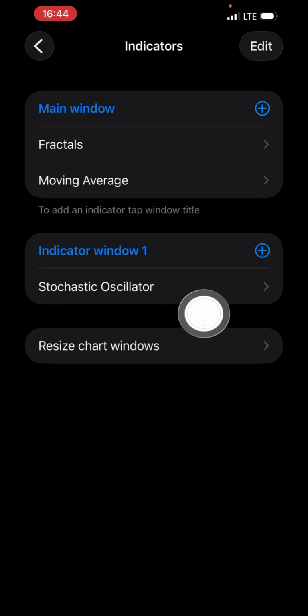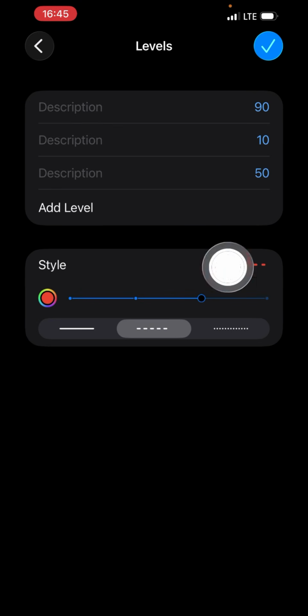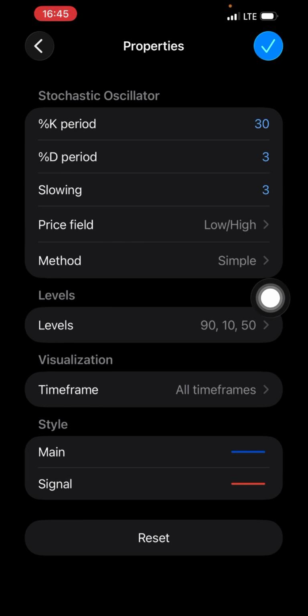Next, we have the stochastic oscillator, which is our last indicator here. So you click on the main window plus icon again, search for your stochastic oscillator. So these are the properties for the stochastic oscillator. As you can see here, the K period is 30, D period is 3, slowing is 3, price field is low high, method is simple. The levels, you are going to make it 90, 10, and 50. Color is red, 3 pixel, you click on done. Then we have time frame, which is all time frames.